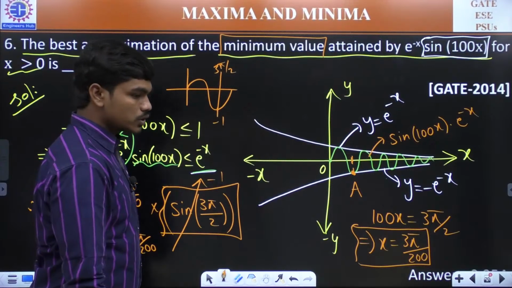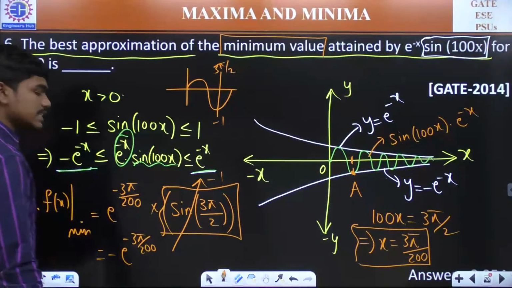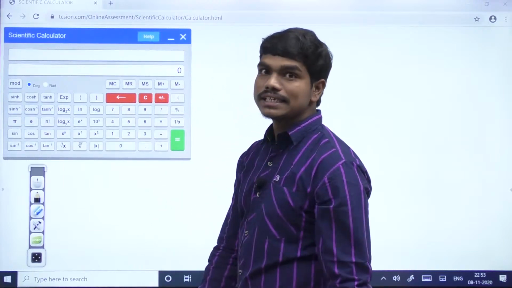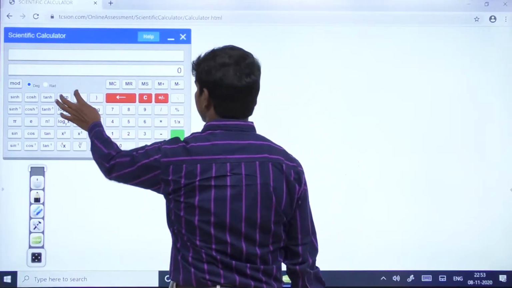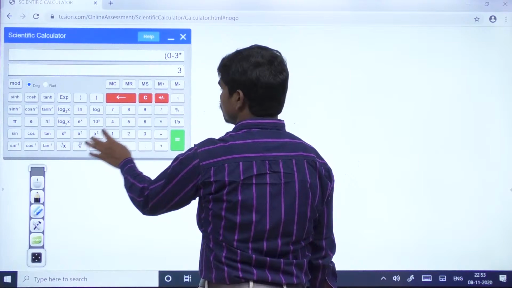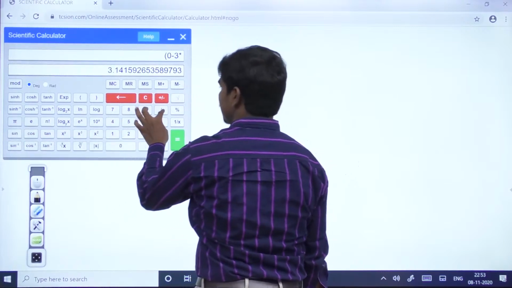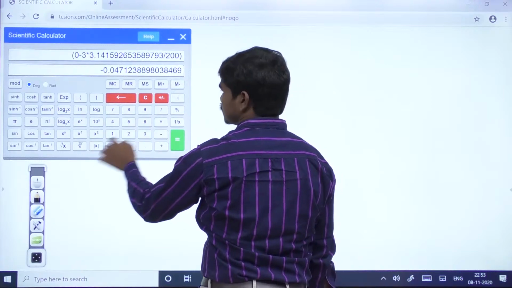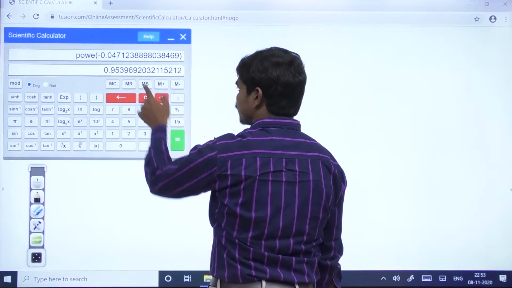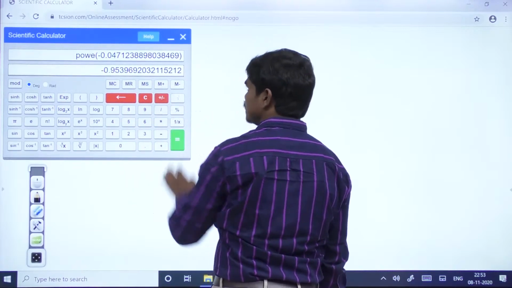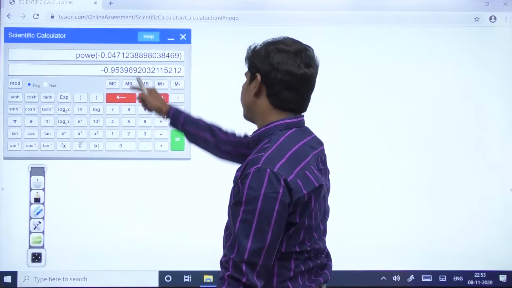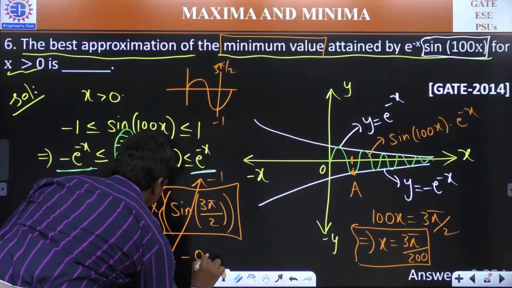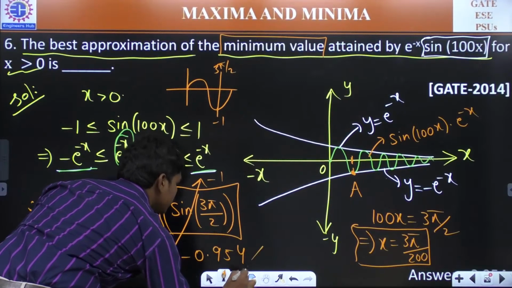Clear? So if you calculate this value, e power minus 3 pi by 200, look, I am going to use a virtual calculator here. Let us calculate the value of minus 3 into pi by 200. And you want the exponential of this. This is what you have, but we have a minus sign before that, so we'll change the sign. Minus 0.954 around is the answer. So minus 0.954 is the answer for this.